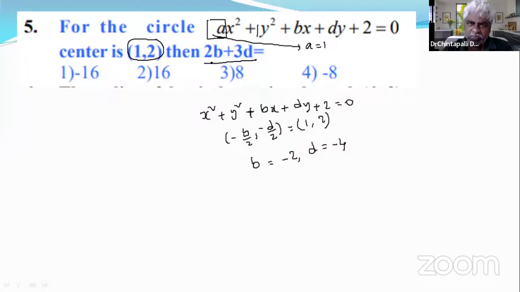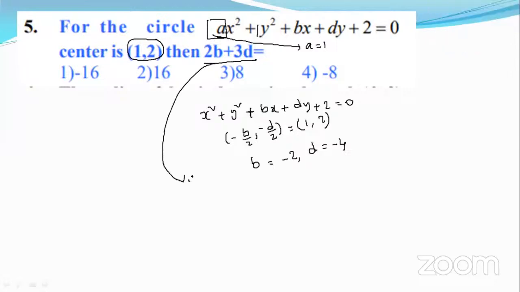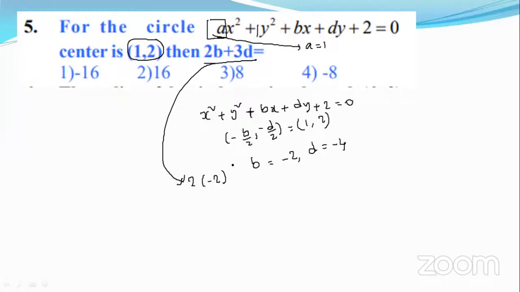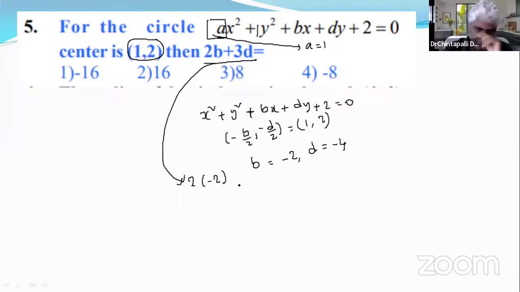See, 2b means 2 times b, negative. Oh, sorry, yes sir. Negative plus 4, negative 12. Wait. Negative 16, sir. Yes, negative 16. 2 times negative b plus 3 times negative 4.